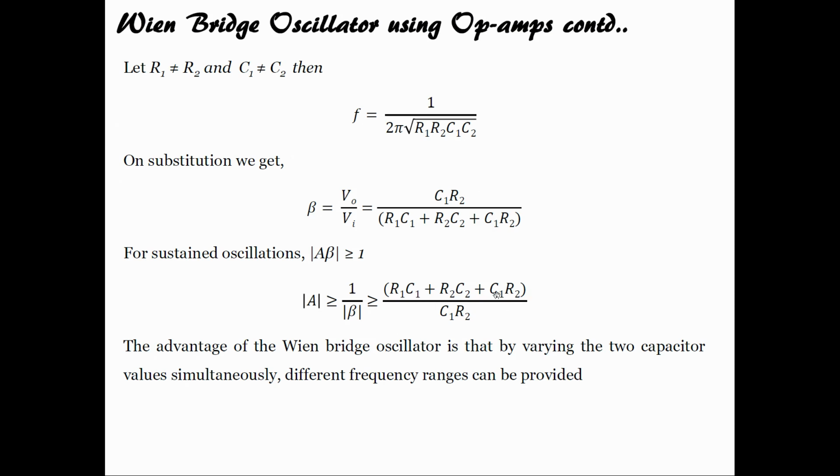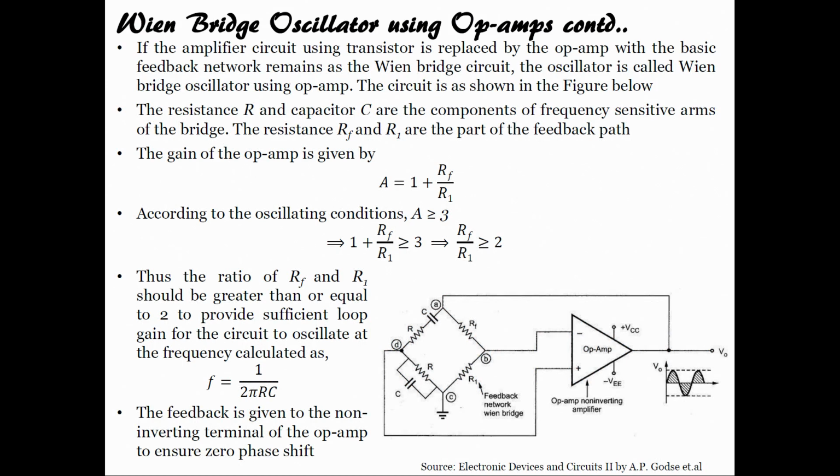But the advantage of Wien bridge oscillator is that by varying the two capacitor values simultaneously, we can have different frequency ranges. This is the advantage of Wien bridge oscillator. Second, there is no phase shift required in the feedback network, right. That is the second advantage of the Wien bridge oscillator, right.